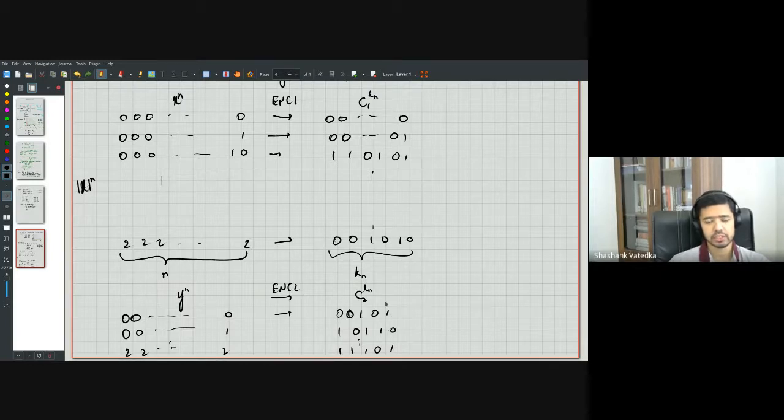So basically, we just need to construct these two tables for xn and yn, for encoder 1 and encoder 2. To identify encoder 1, we need to identify a particular code word for each input sequence on the left. For encoder 2, we need to identify these code words for every sequence on the left. That is what encoder 1 and encoder 2 have to do.